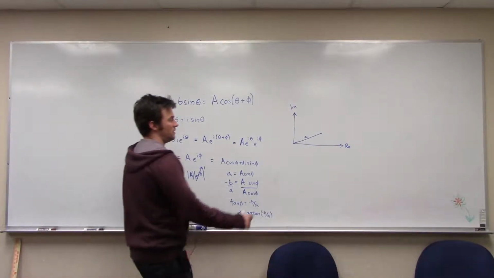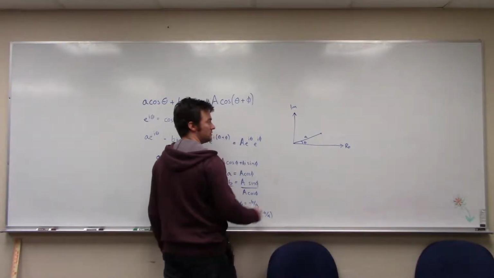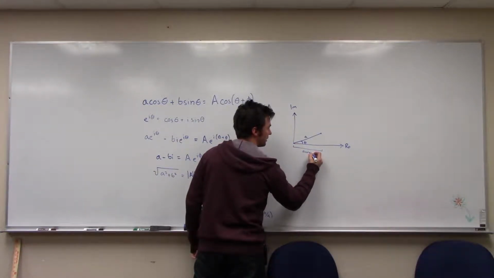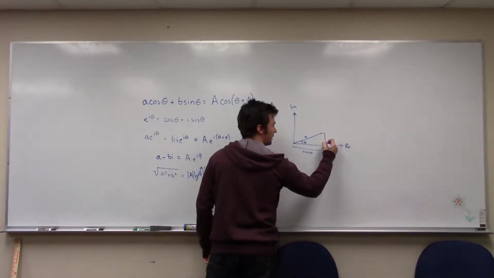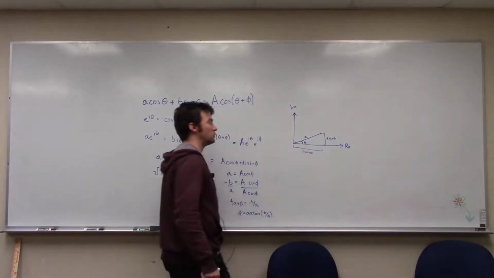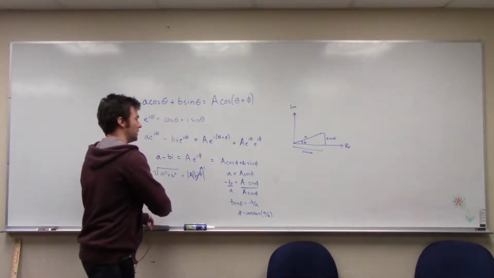It's got an angle with the real axis of theta there. That makes this here A times cosine theta, and the imaginary part is A times sine of theta. That's why we visualize it like that. Okay, I'm going to go ahead and erase that.